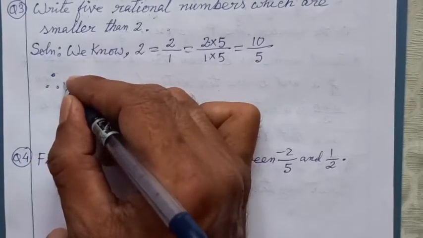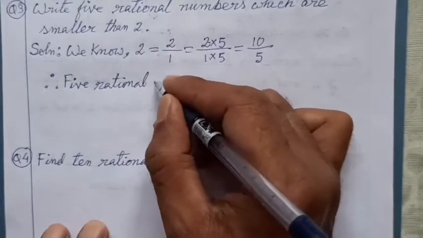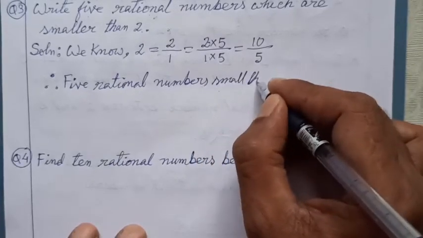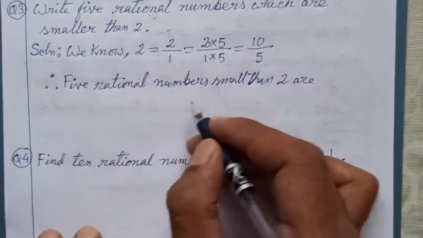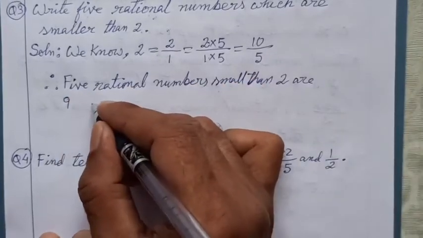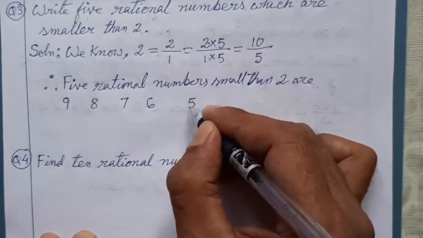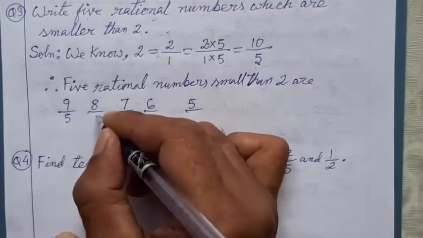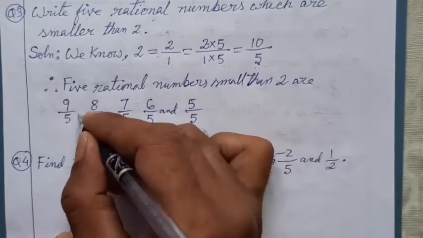Therefore, five rational numbers smaller than 2 are, you see here is 10. If we want to take a smaller number, this is 10, and 9 is smaller than 10, then 8, then 7, then 6, then 5. And in the denominator, this is 10 by 5. So in the denominator, we have to keep this 5. 5, 5, 5, 5, and 5. Here put a comma.